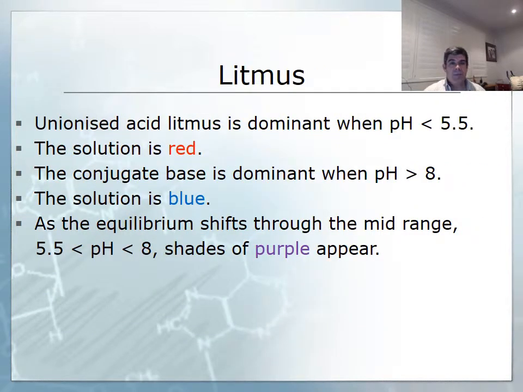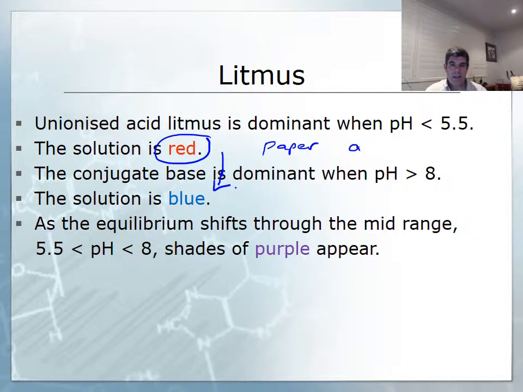So firstly, litmus. Unionized litmus is dominant when the pH is less than 5.5 and our solution is red. Now, of course, we also know that litmus can exist as a paper where the paper's been dipped in litmus and has taken on that color. And then when you put that piece of paper into different solutions, they'll either remain red or they will turn blue.